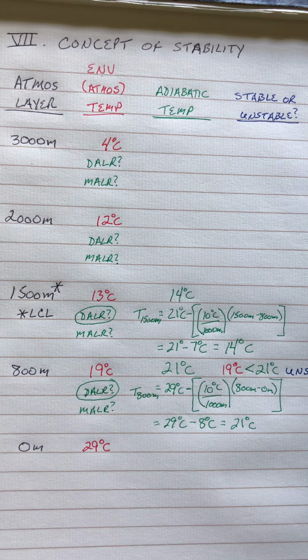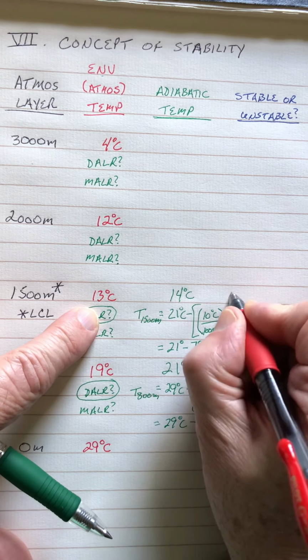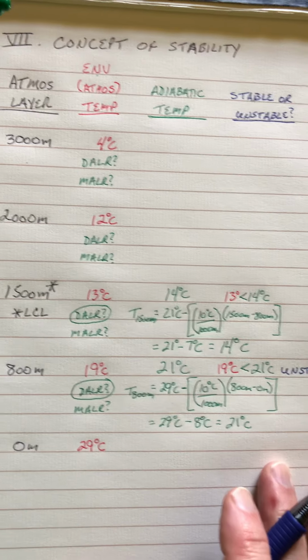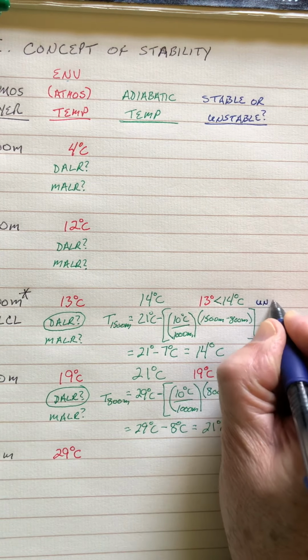Okay, and so here we see that the air inside the hot air balloon is still greater than the temperature outside the hot air balloon. And so as a result, if the air inside the hot air balloon is warmer than the air outside the hot air balloon, that would make for an unstable atmosphere and the air would want to continue to rise. Okay. All right, so that takes us to 1,500 meters.